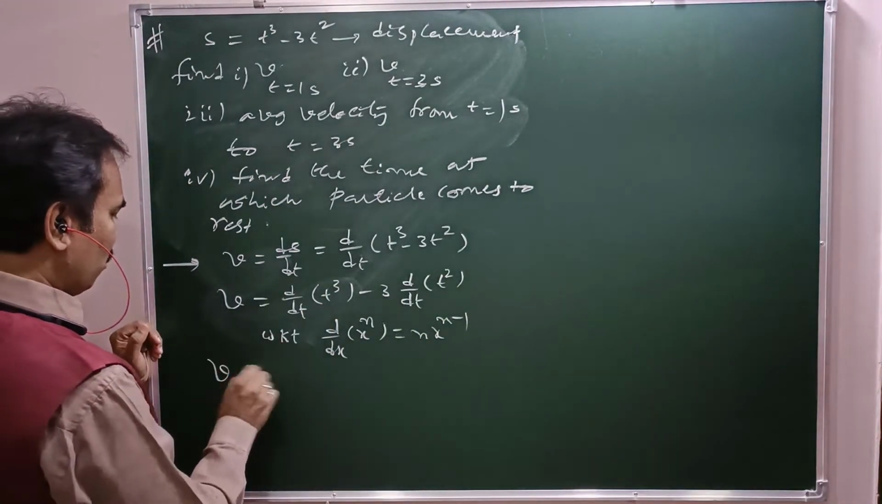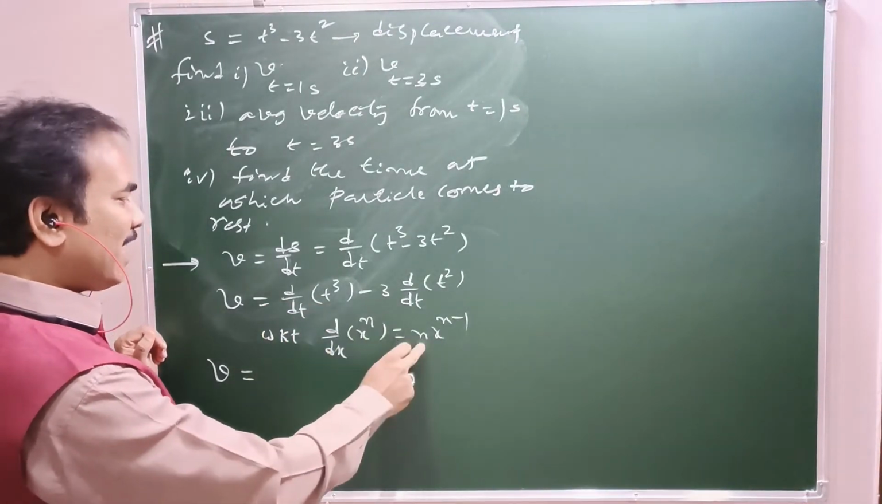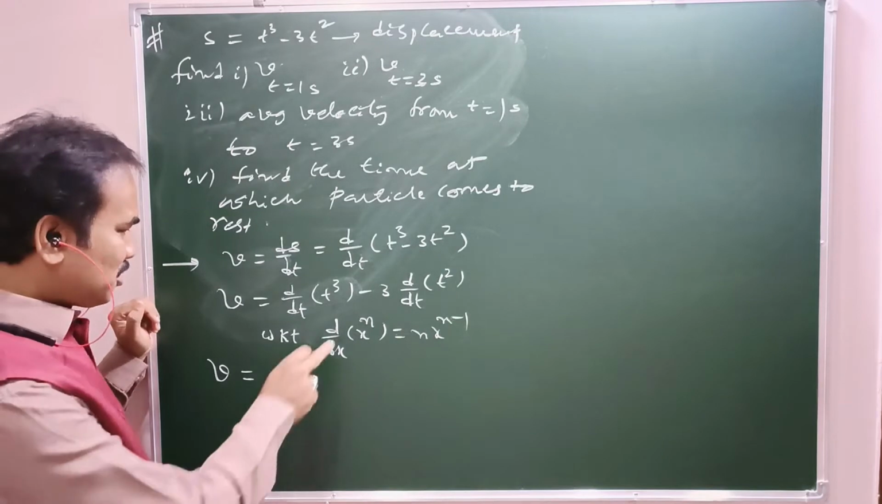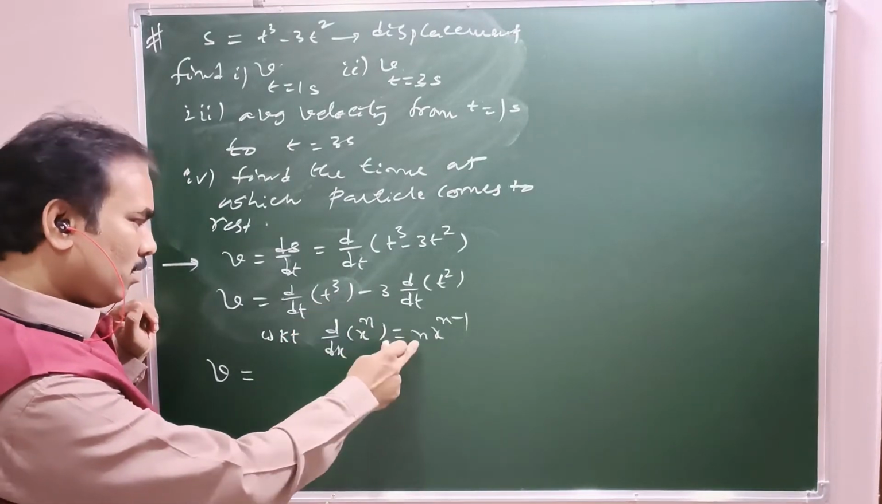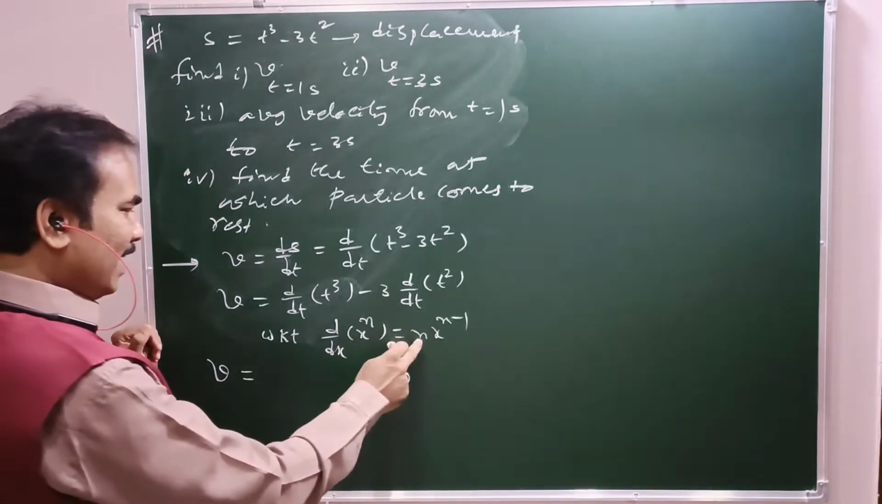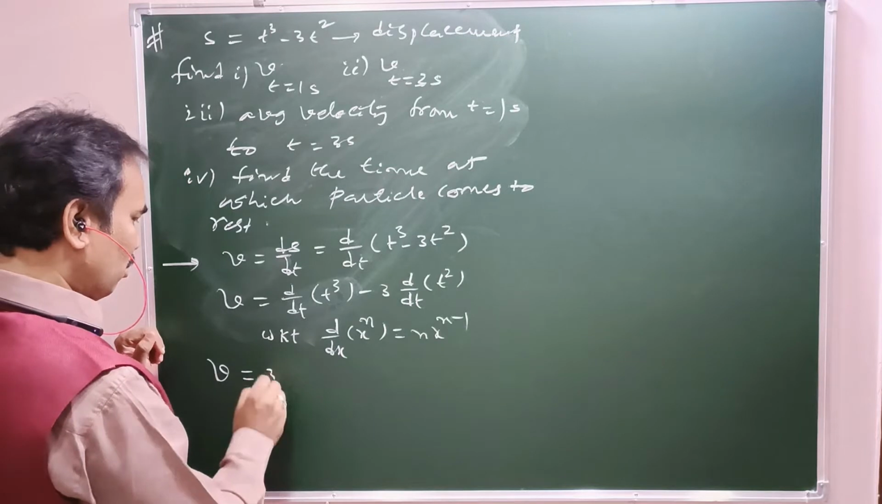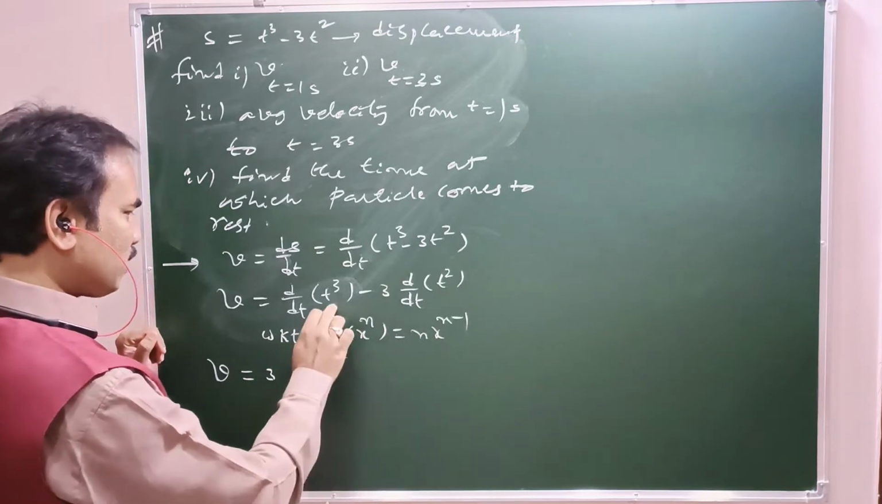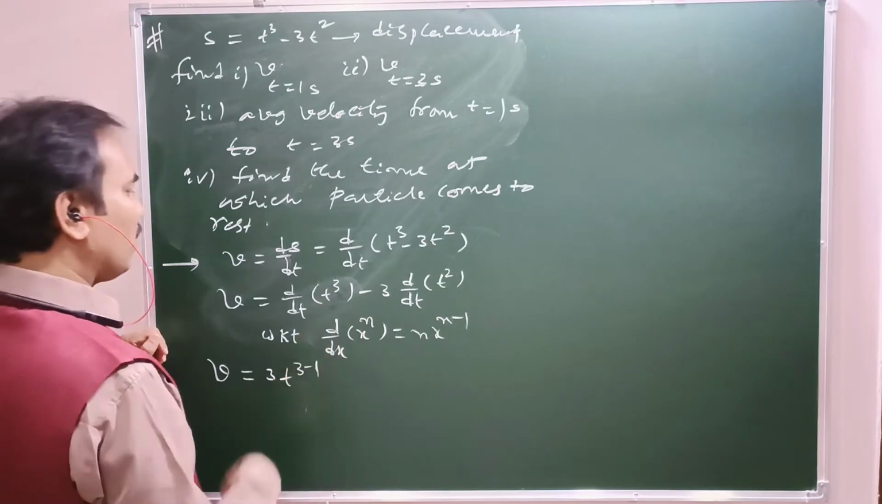Therefore v equal to d by dt of t cube. Here d by dx of x power n means n into x power n minus 1. So instead of x here we have t, and instead of n we have 3. Replace here: n into x power n minus 1, where n is 3. So 3 into t power n minus 1, that is 3 minus 1.